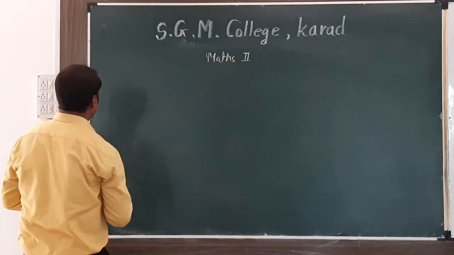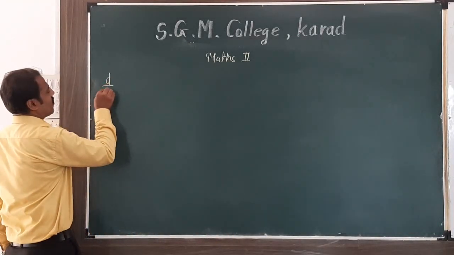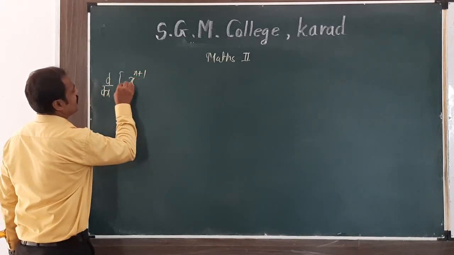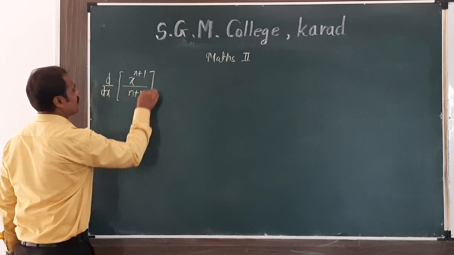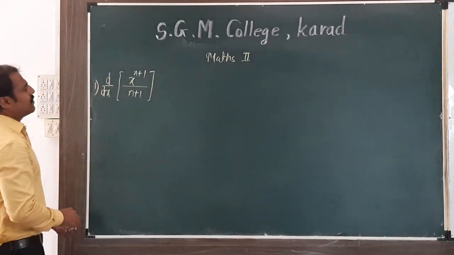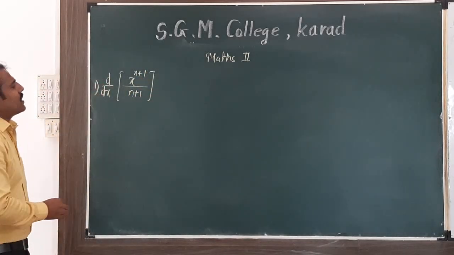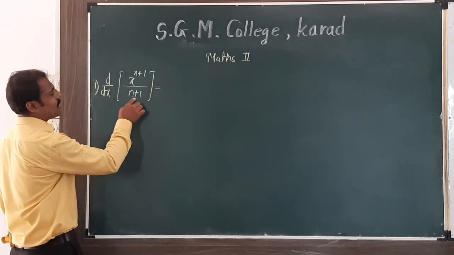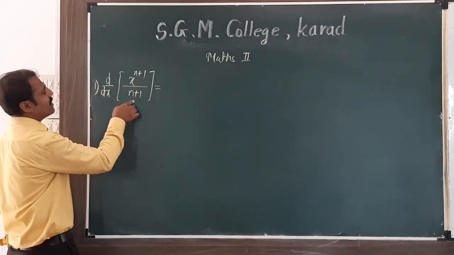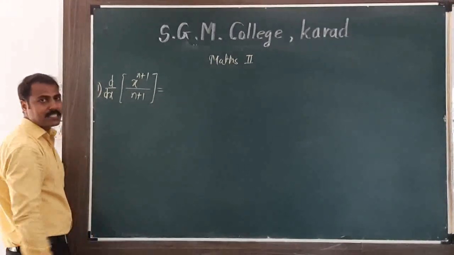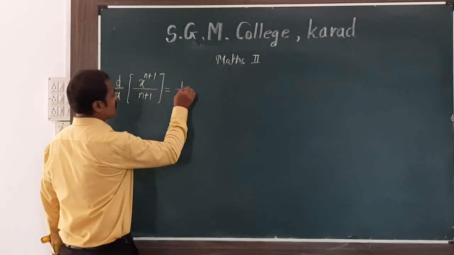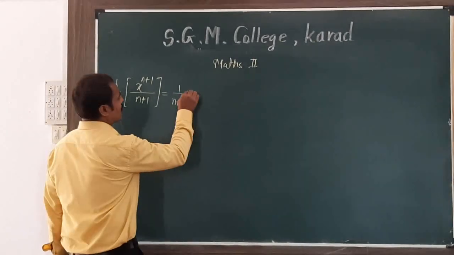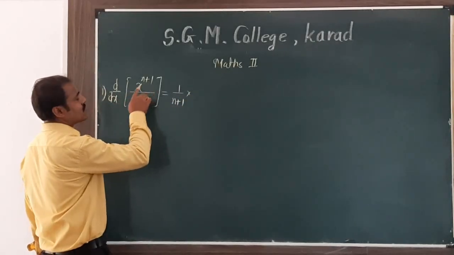Yes, so we know that d/dx of x raised to n plus 1 divided by n plus 1. Tell me the derivative of x raised to n plus 1 divided by n plus 1, which is equal to, here n is constant, n plus 1 is constant. If inside the derivative there is a constant, take it outside the d/dx symbol. So it becomes 1 upon n plus 1, which is constant, so take it outside. And what's remaining here? The derivative of x raised to n plus 1.